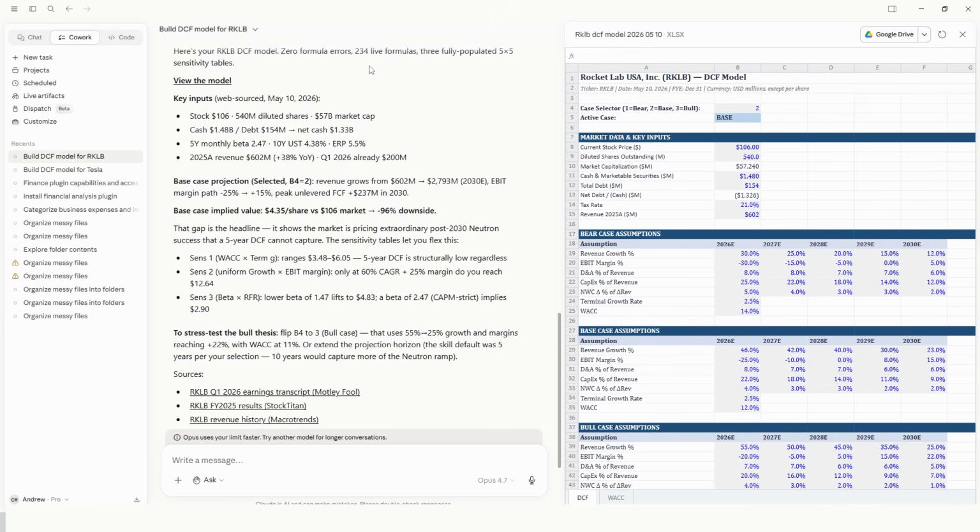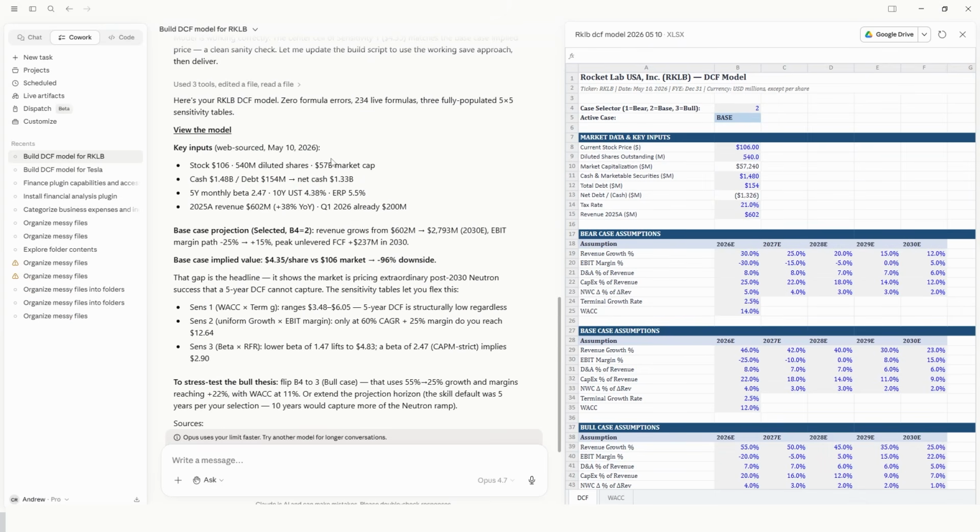So you can see Claude actually built the final DCF for RKLB. Now, RKLB is Rocket Lab USA. This is a company that has popped up pretty insanely. Now, if you don't know what a DCF is, it's basically a calculator that figures out what a company is worth today based on how much cash it might make in the future.